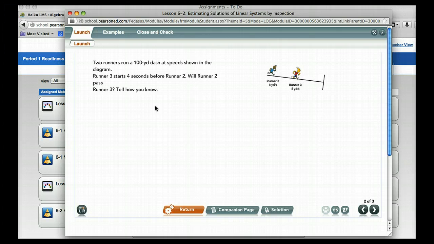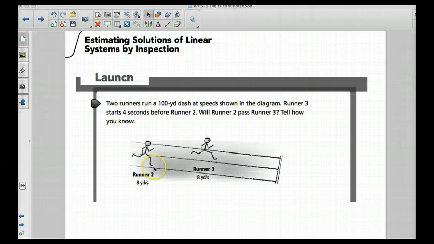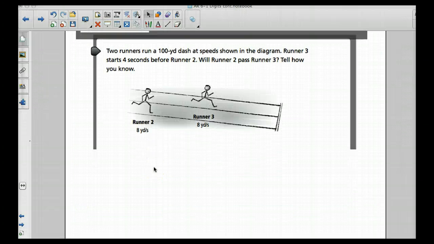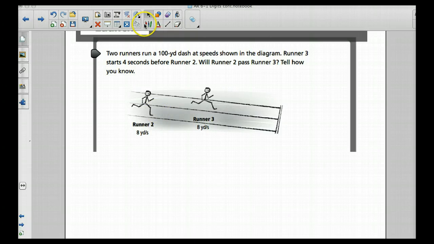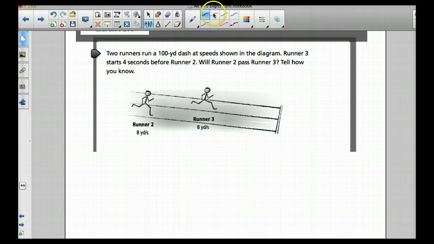We had a previous problem like this already where two runners were going at different rates. But if you notice here, this runner is going at a speed of 8 yards a second, and this runner here is also going at a speed of 8 yards a second. So your page should look something like this. Again, it's page 131. You need to write a little explanation determining whether or not these runners will cross paths.